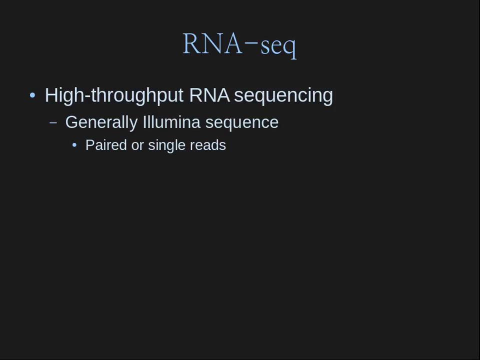Okay, so getting back now to the actual RNA-Seq. What we're using here is high throughput RNA sequencing, and generally it's Illumina. What this gives us is either paired or single reads. We can get a single read, which is one direction with Illumina, or we could have paired reads, where we have both ends going towards each other.